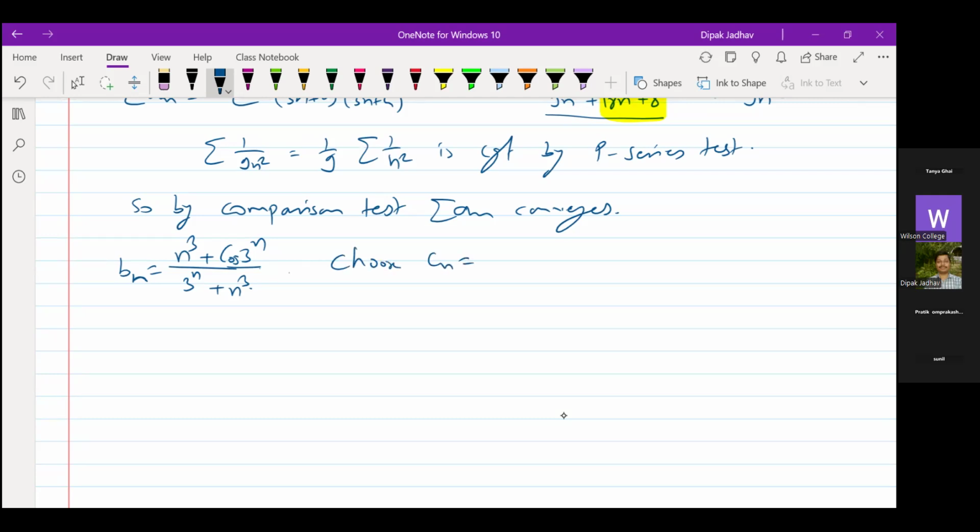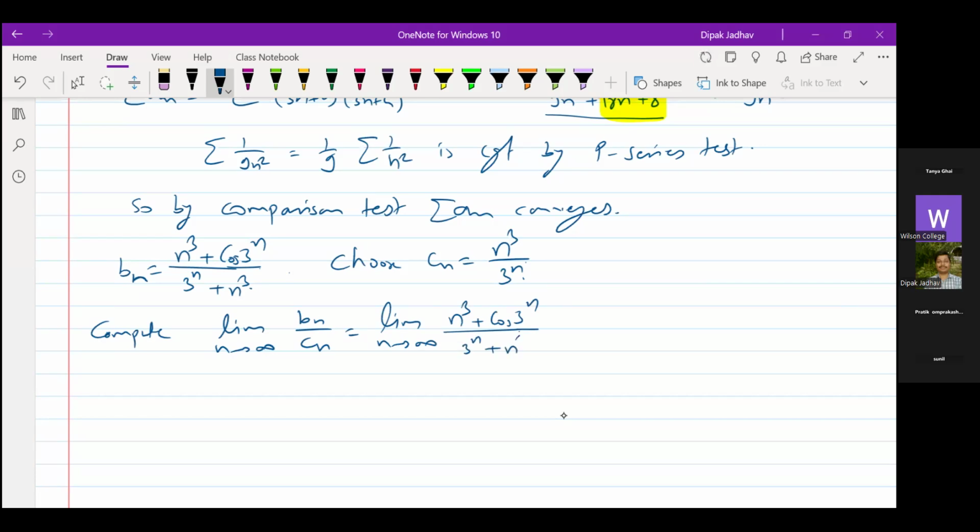So here, choose Cn as n cube upon 3 raised to n. Compute limit n tends to infinity Bn upon Cn. All of you do this. So Bn is n cube plus cos 3 raised to n upon 3 raised to n plus n cube, into 1 upon Cn. So that is 3 raised to n upon n cube.